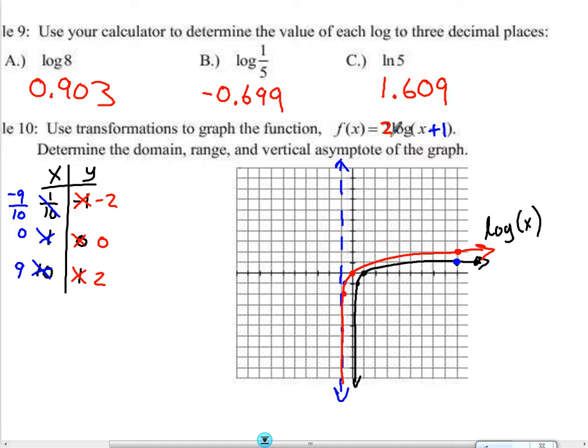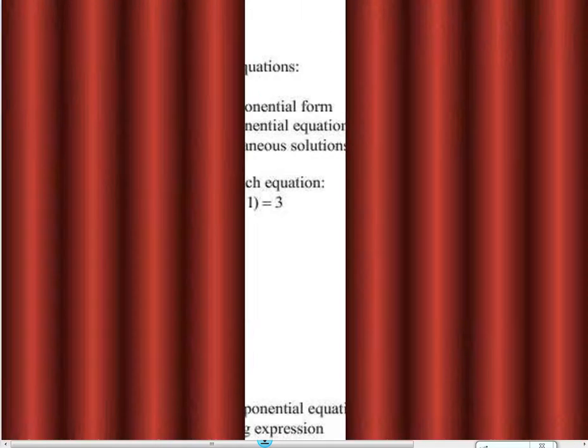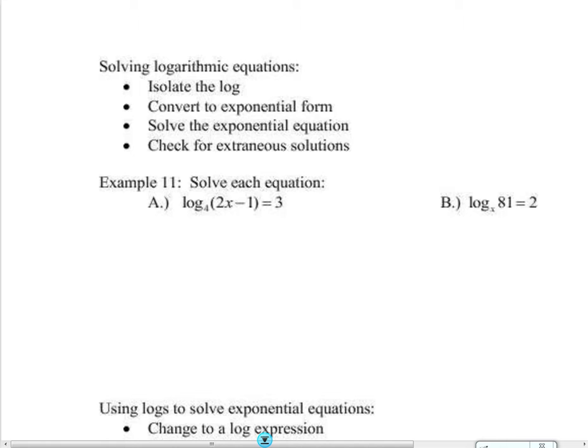So, the actual algebra part. It's my bread and butter. The part that I always liked. If there could be more algebra and geometry, it'd be my thing. Alright, so the first thing you want to do when you're solving a log equation is isolate the log, convert it to exponent form, and then solve the exponent equation and check for extraneous solutions. Okay?